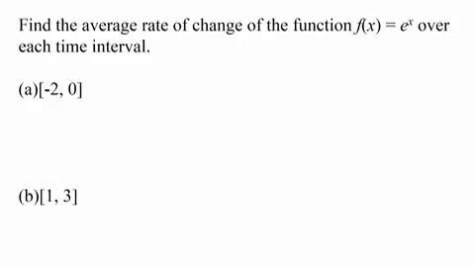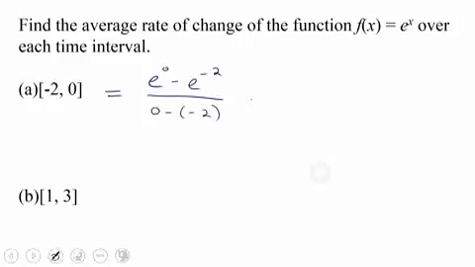So to find the average rate of change over the time interval from -2 to 0, let's substitute 0 in first, so we would have e to the 0 minus e to the -2 divided by the amount of time, which was 0 minus -2. This is nothing more than the slope formula. E to the 0 minus e to the -2 is 1 minus e to the -2 all over 0 minus -2, which is 2.